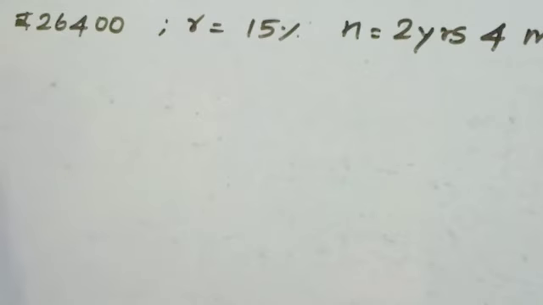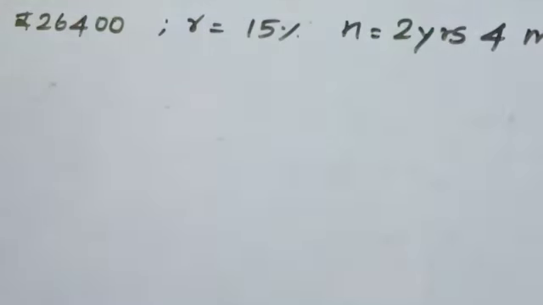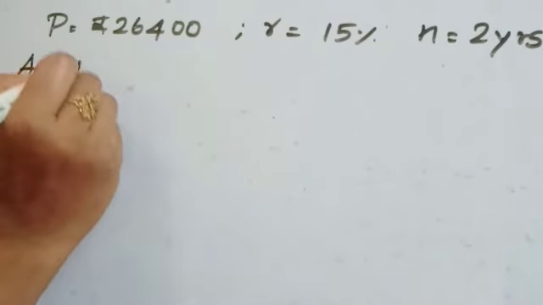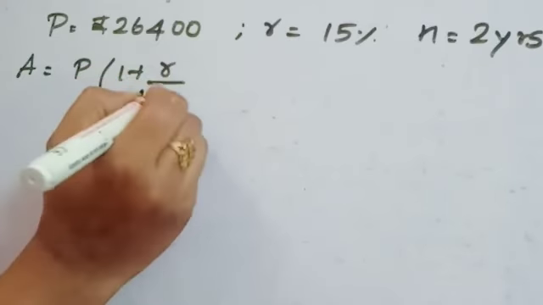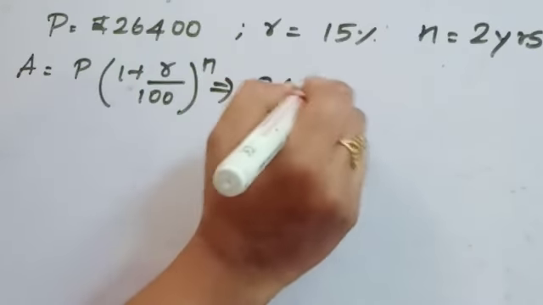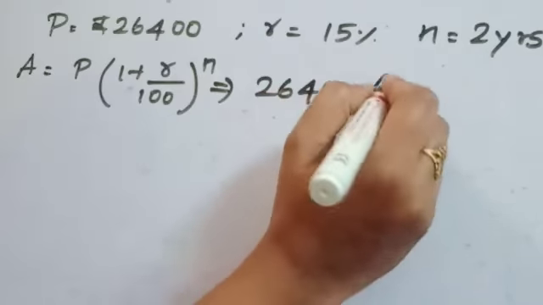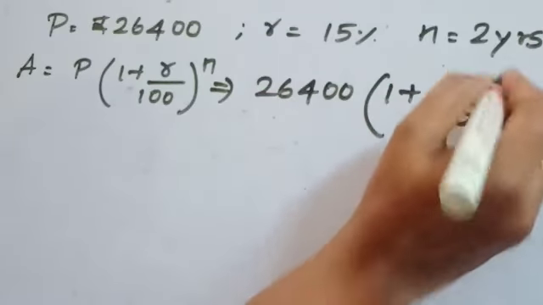So here the principal, rate and number of years is given. First of all we have to consider the number of years as only 2 years, and for this we need to find the compound interest. As usual we have to use the formula A equal to P into 1 plus R by 100 the whole power n. So it is 26,400 into 1 plus 15 by 100 the whole power 2.